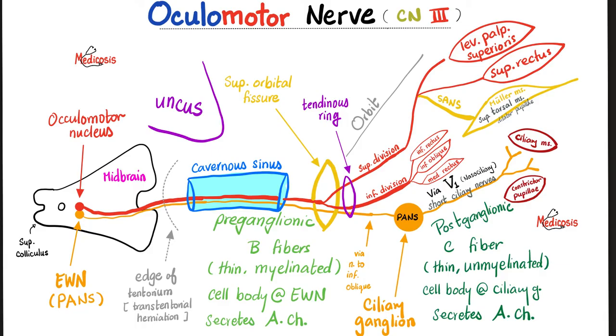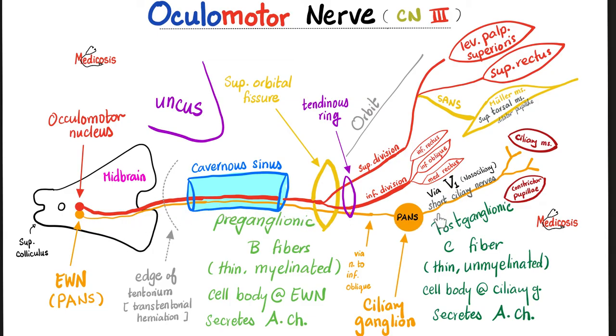The superior division will supply the levator palpebrae superioris, superior rectus, and some sympathetic fibers will piggyback until they reach the superior tarsal muscle, which is a component of the levator palpebrae superioris. That's for the superior division. Inferior division will supply inferior rectus, inferior oblique, and medial rectus. The nerve to inferior oblique is important because it will carry with it those parasympathetic fibers that started at the Edinger-Westphal nucleus. From the Edinger-Westphal nucleus in my midbrain all the way until the ciliary ganglion, we have preganglionic fibers. Then the ciliary ganglion, followed by postganglionic fibers.